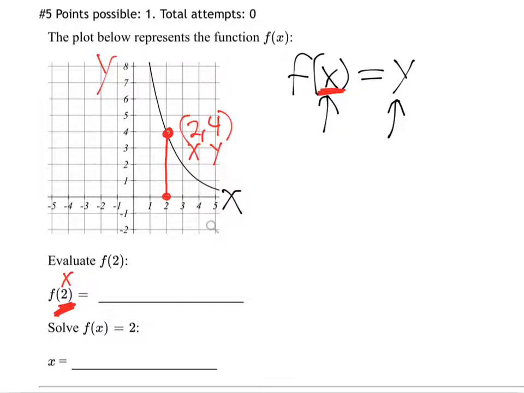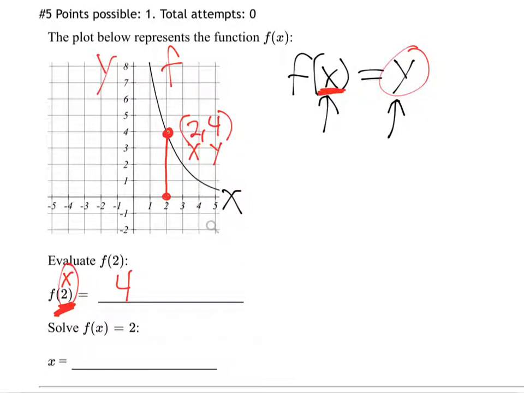So for this function, if x is 2, what does it equal? What y value goes with x is 2? 4. There's nothing to calculate. It's just about reading the answer off the graph.